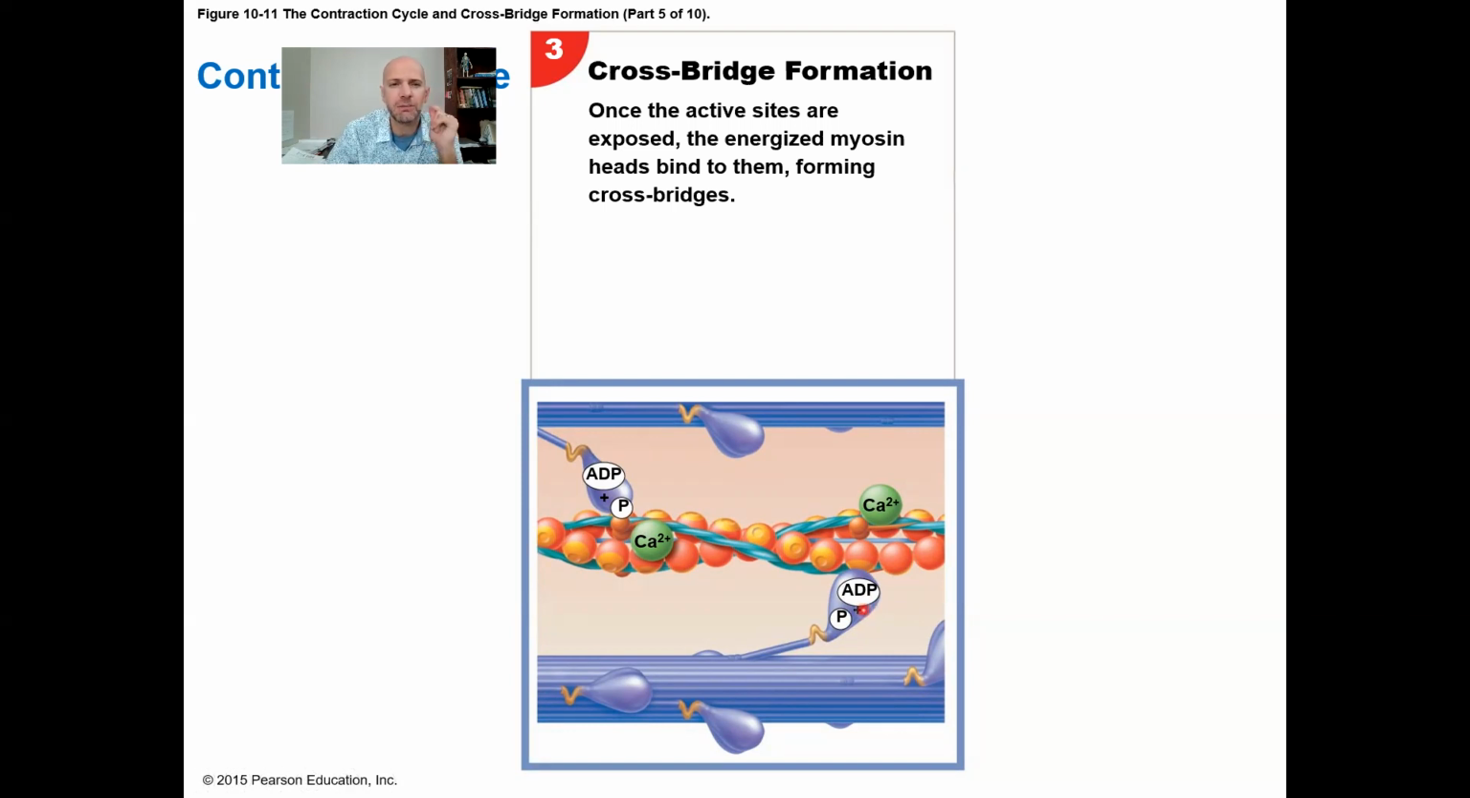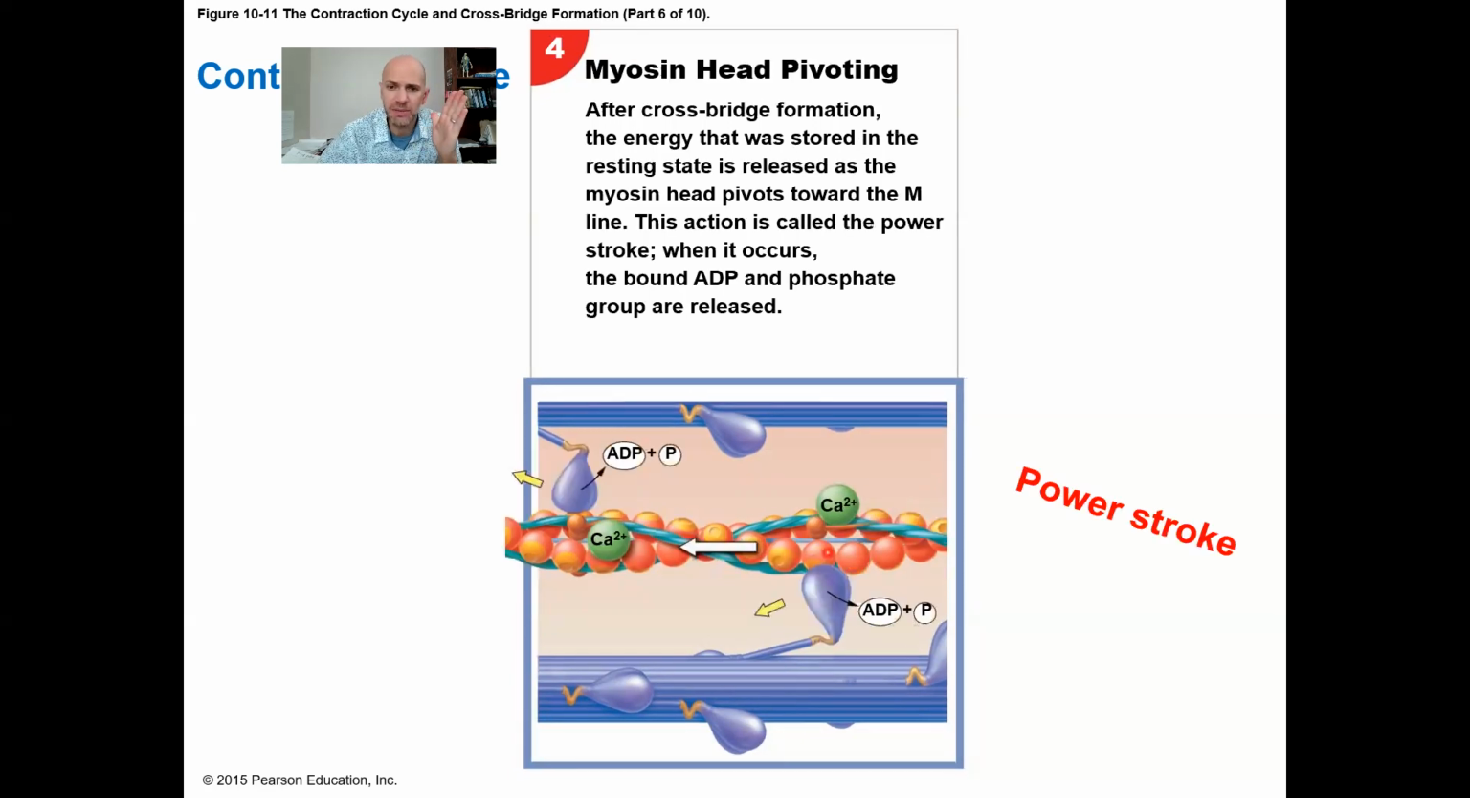There's an analogy that we're going to use about a tug of war, and how the rope and the hands of somebody in a tug of war are analogous to the actin and the myosin. I'll come back to that in just a minute. But here we can see myosin reaching across and binding to actin. And next comes what we call the power stroke.